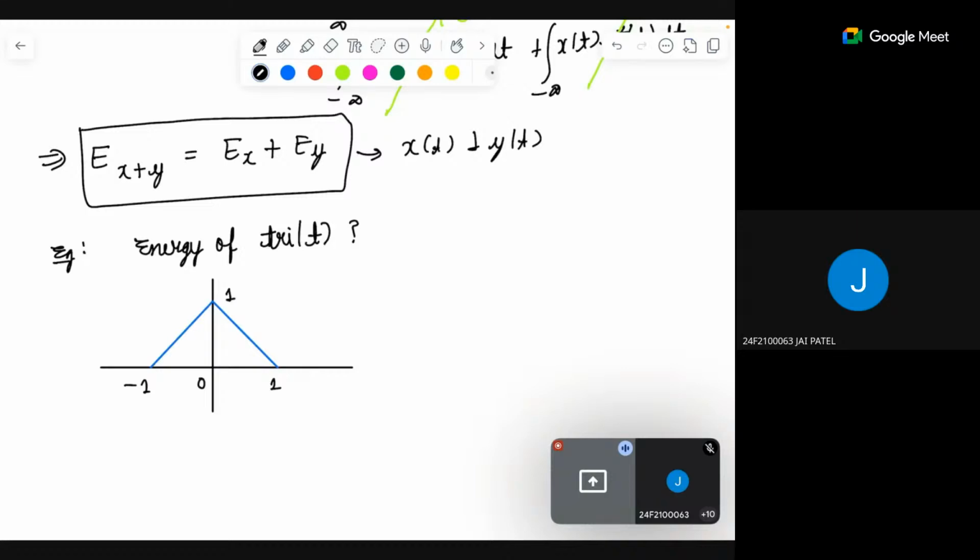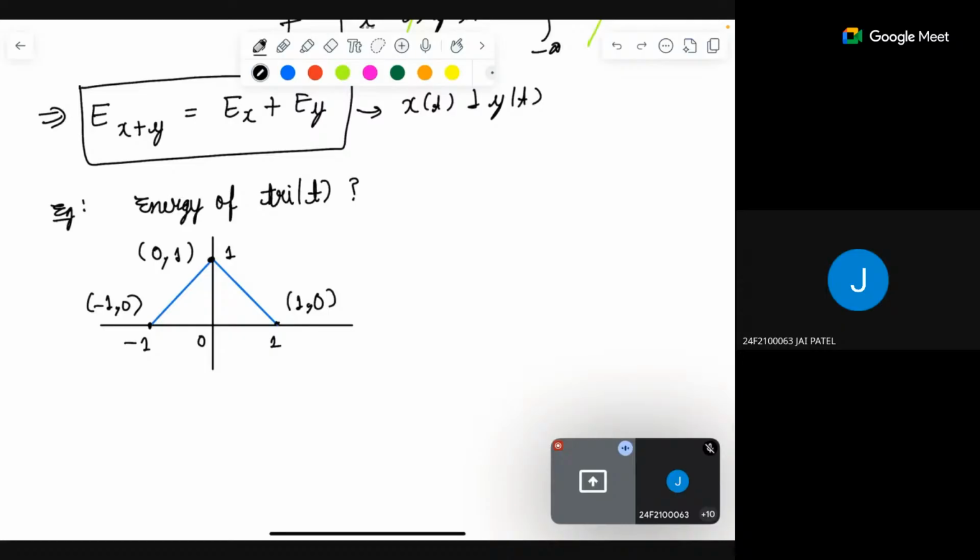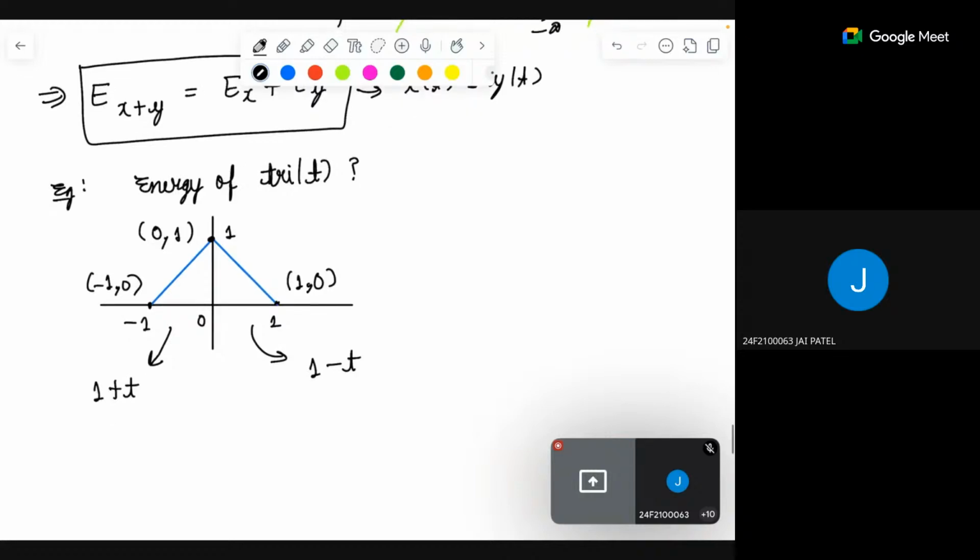This is my triangular signal. This point over here is (0, 1). This over here is (-1, 0). This over here is (1, 0). So this is one straight line, and this is another straight line. We know 2 points, so we can write their equation. This side will come out to be 1 plus t, and this side will come out to be 1 minus t. We will use the energy formula.